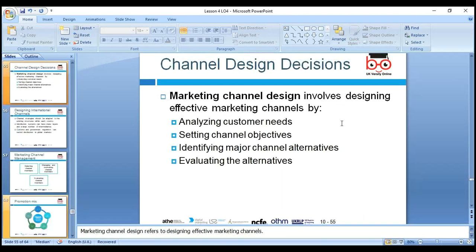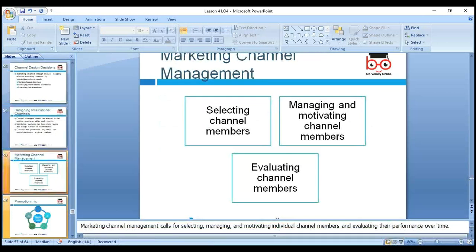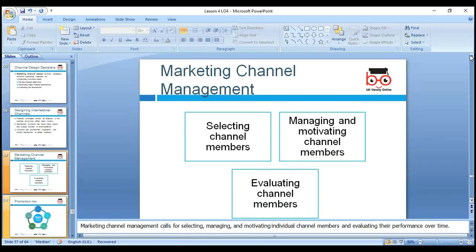Okay, then these are how we can use these channels to promote different products. And please, we need a good understanding of these channels to use marketing effectively. Marketing channel management: selecting channel members, and managing and motivating channel members, so they are good at delivering.